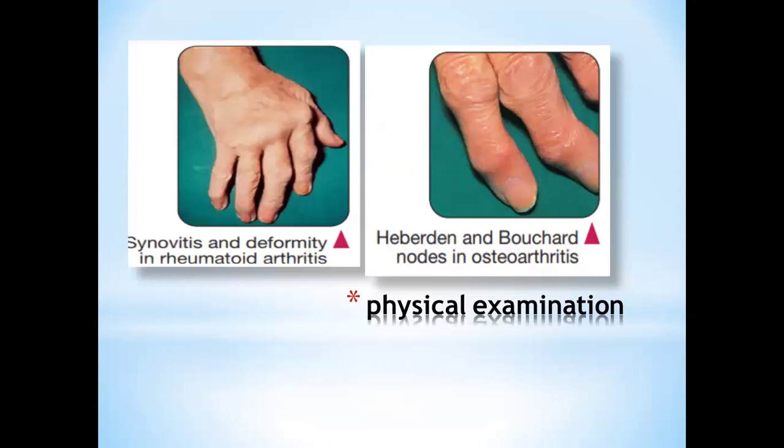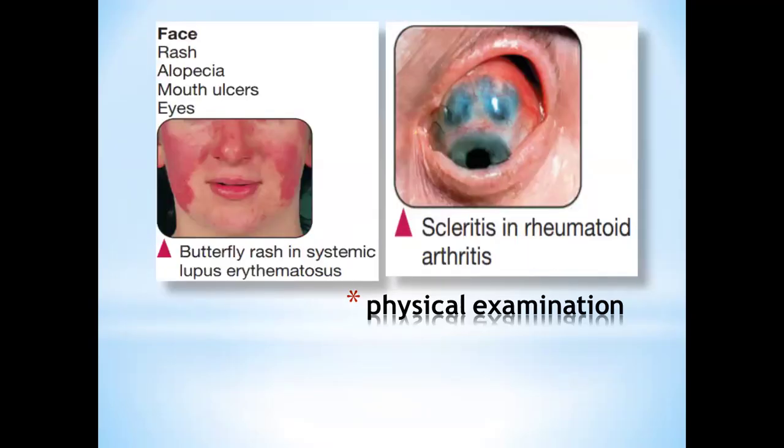Next, physical examination. You can see synovitis and deformation of joints in rheumatoid arthritis. And you can see Heberden and Bouchard nodes in osteoarthritis. A very specific face in a patient with systemic lupus erythematosus. You can see a butterfly rash here. Also there can be rash, alopecia, mouth ulcers, and affection of the eyes. You can see scleritis in rheumatoid arthritis.